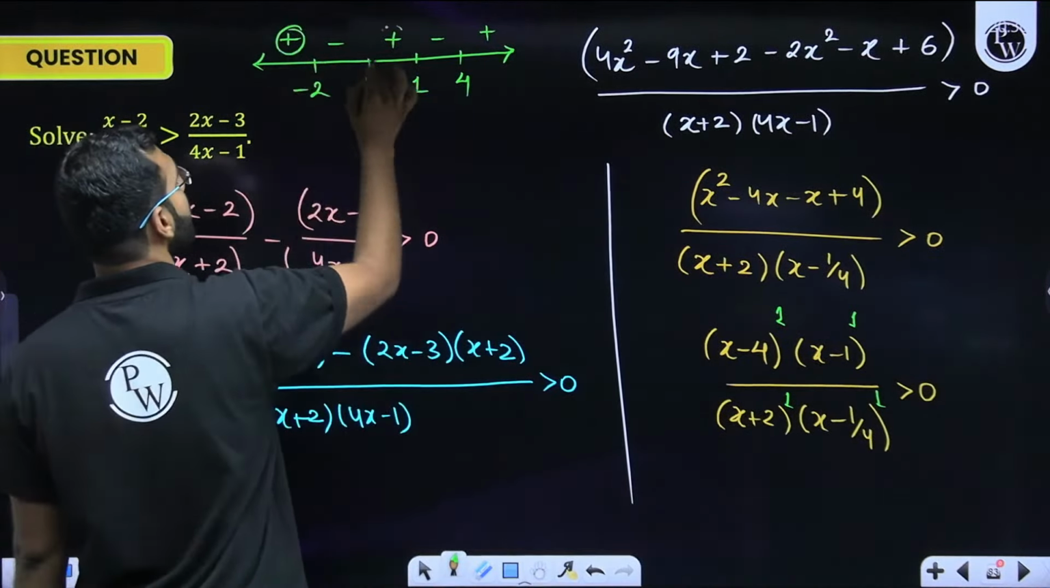Here, here, and here. Of course, this is your minus infinity. That's your plus infinity. With that, I hope we can directly write the final answer as: x belongs to minus infinity to minus 2, union 1 by 4 to 1, union 4 to infinity.